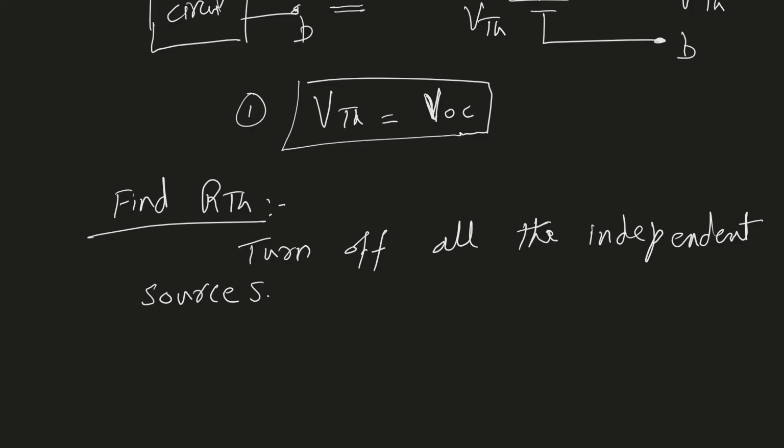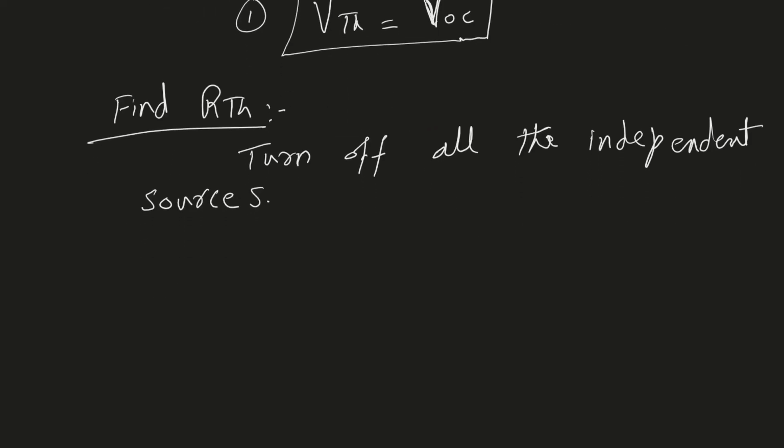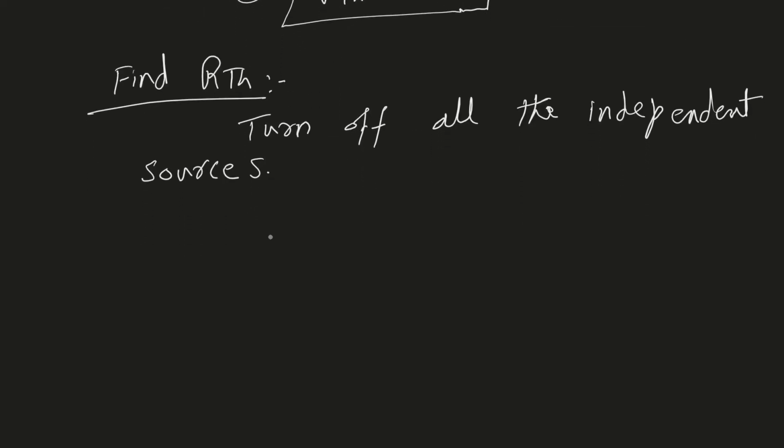So to find the Thevenin resistance, we will turn off all the independent sources. By turning off, we mean, for example, if I have a voltage source between two points, a voltage source will be replaced by a short circuit.